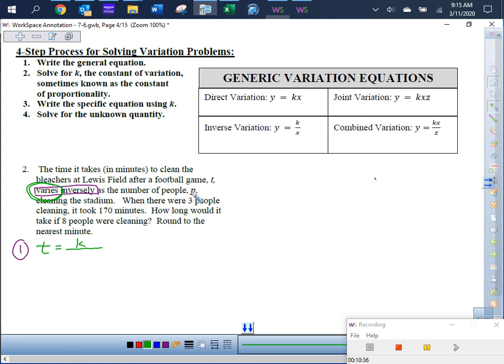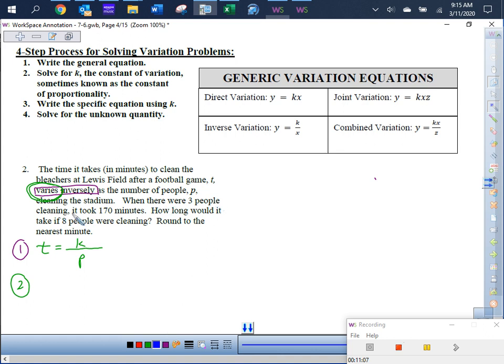They want us to use p. Do we need to square it or cube it or just leave it to the first power? They don't say anything about it, like the number of people squared or the number of people cubed or anything like that. So it's just p to the first power. Are we okay with this? This is the generic equation for this scenario. Step two, let's sub in to solve for k.